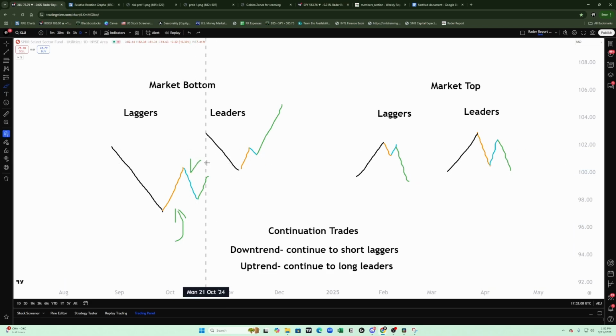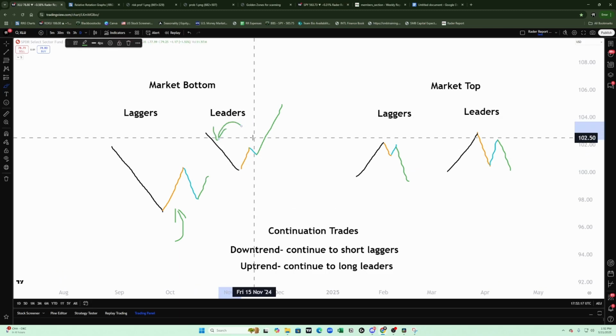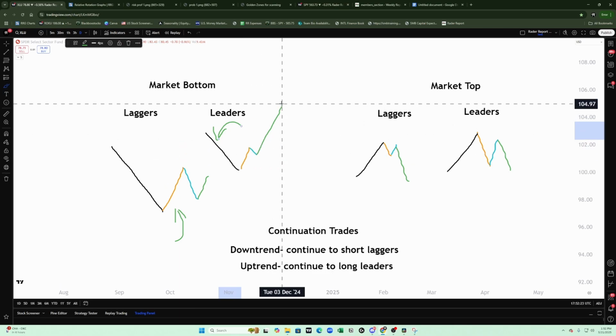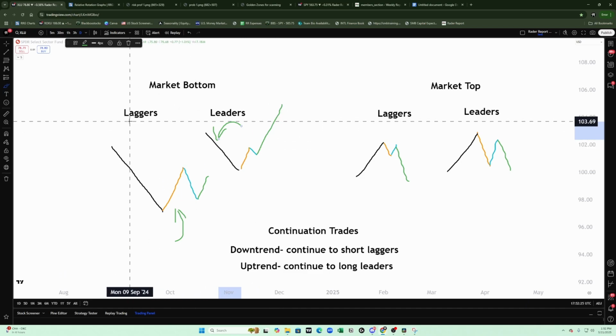In that phase, when you start to see the laggers in a market bottom get sold off aggressively or start to underperform again, that is when you go and you look at the leaders. The names that did not sell off as much during that last downtrend, and that are holding better, those are going to get the longest continuation trade. So it goes from laggers to leaders.